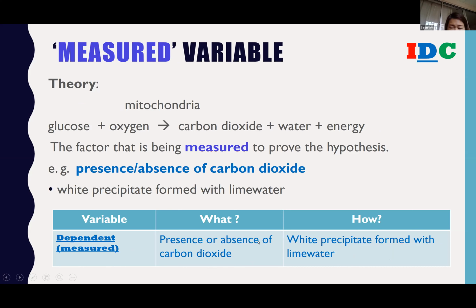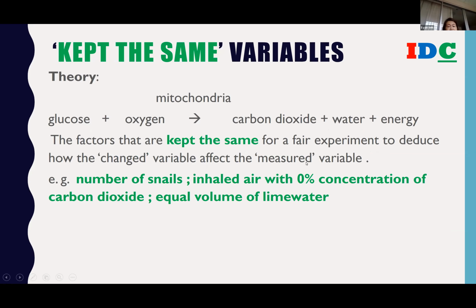I want to measure whether there is any carbon dioxide being released by the snail. I can check that there will be a white precipitate formed with the lime water. This shows that the snails give out carbon dioxide. This is what we mean by dependent variable: I check what product they are measuring. The dependent variable will always be something that I measure. So remember that. And the rest will be kept the same because the number of snails must be kept the same.